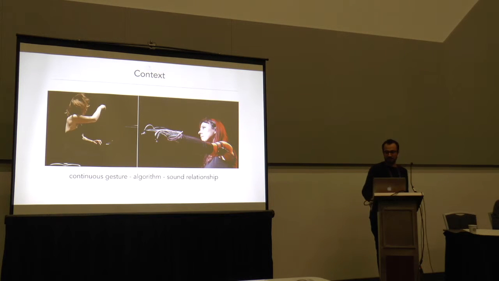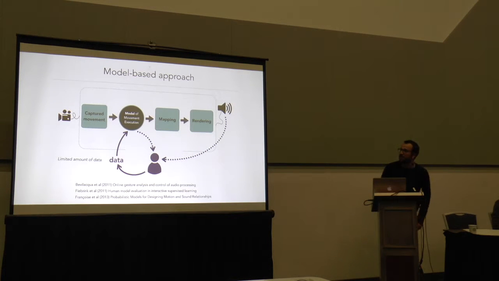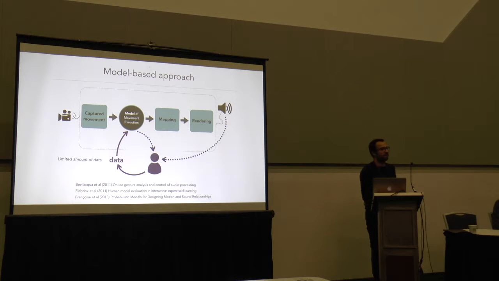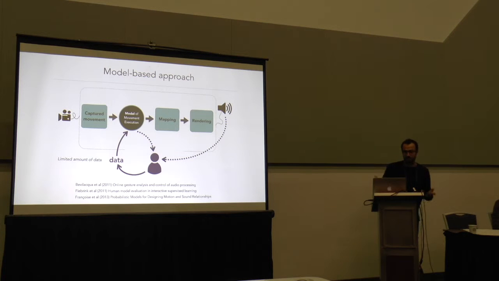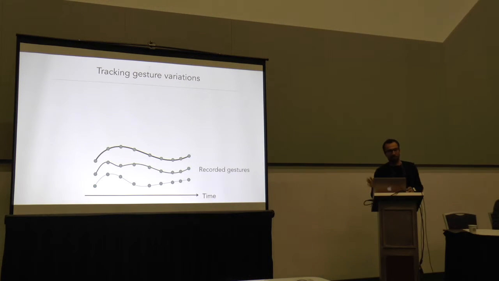So, within this context, the approach is to consider a model in between the captured movements, so in between the data that we can collect from any sensors, and what you do with this data. So the mapping, the sound rendering, but also visual rendering, and so on. And this model can be configured through data. So that's the machine learning approach. But in our case, we don't have a lot of data. We have a limited amount of data because we are working with performers, with creative people that are not necessarily producing huge amounts of data or building big databases. So we need the user to tune the algorithm in order to make what he or she wants to do. So in my talk, I'm going to present two models and two applications related to these models, and then open to discussion.